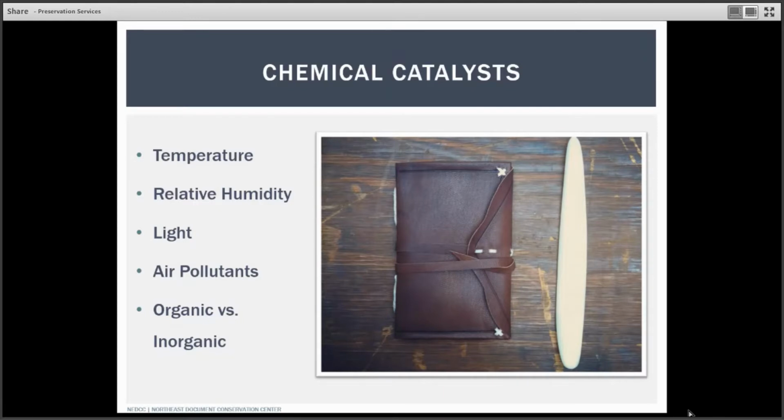Inorganic materials include stone, metal, ceramic, and glass. Many photo processes include metal and glass, and some pigments and inks include minerals and metallic oxides. Inorganic materials are usually fairly stable, but they can still react with other materials to cause degradation.